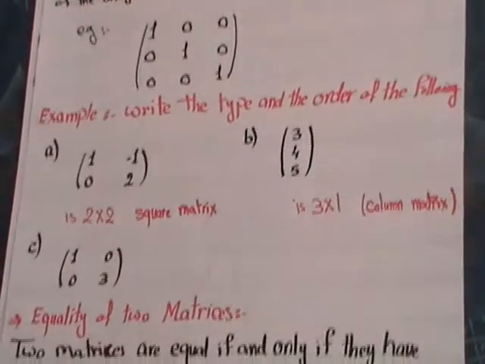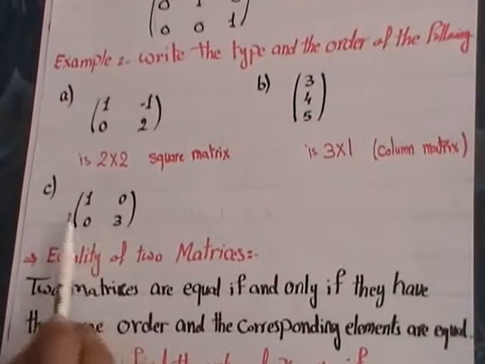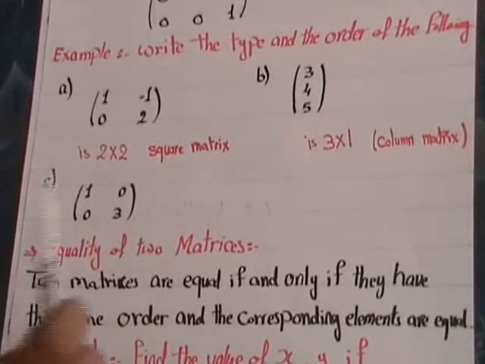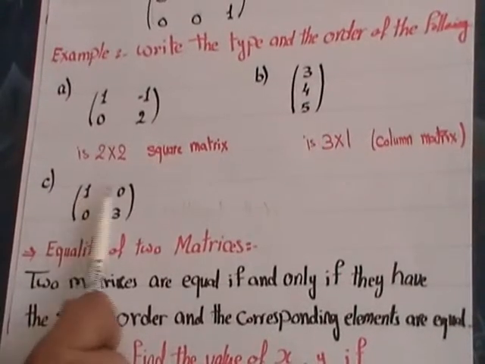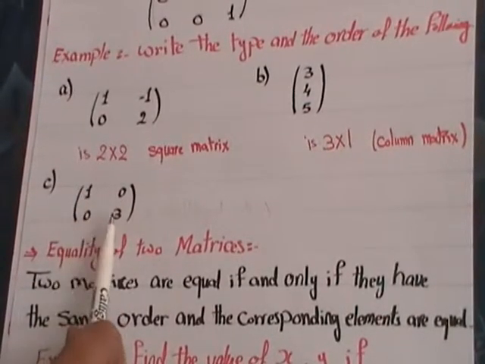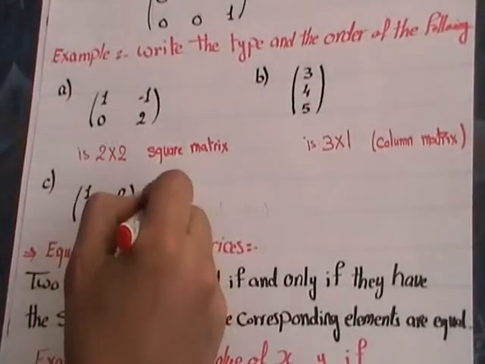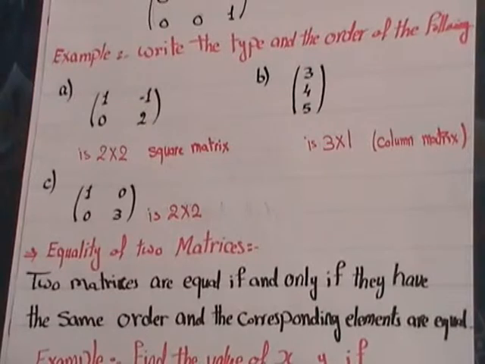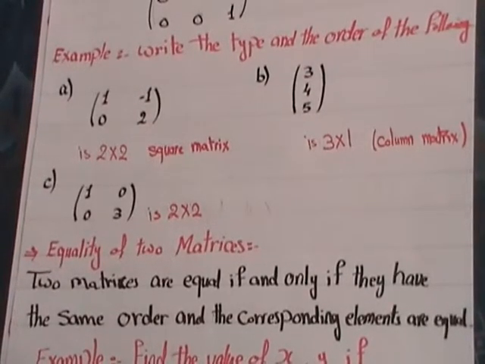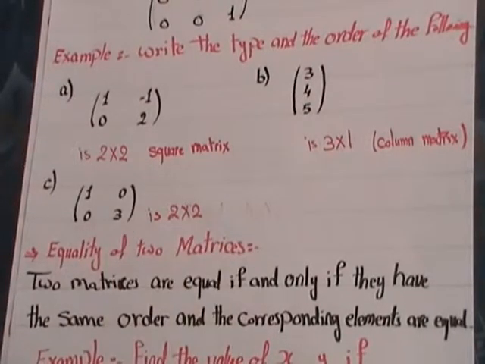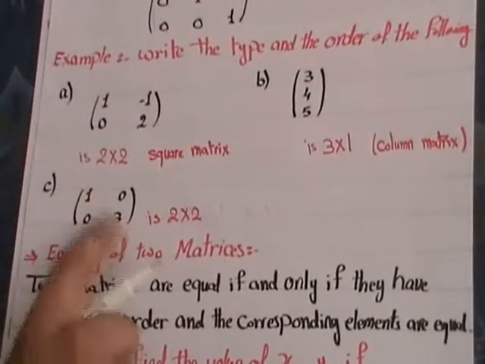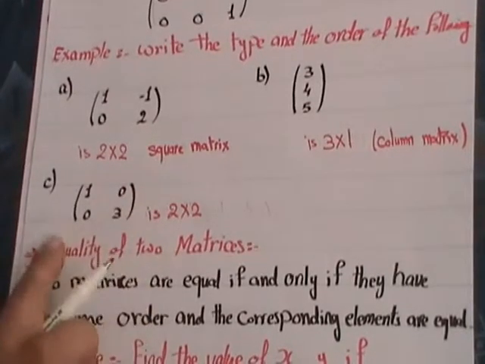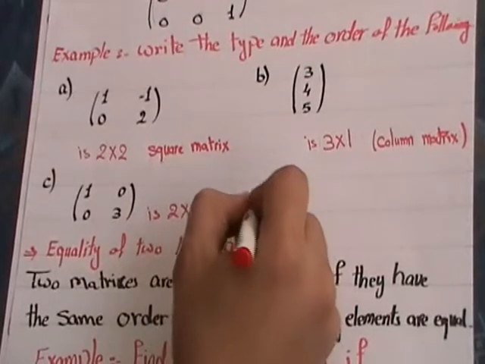We're going to the last example. We have here a matrix which consists of 2 rows and 2 columns. We have 1 in the first row, then 0. And in the second row, we have 0 and here 3. So the order of this matrix is 2 times 2. But the type is what? Square, yes, because the number of rows equals the number of columns. But we have another additional condition: the main diagonal elements are 1 and 3, and the rest are zeros. So it's called a diagonal matrix.